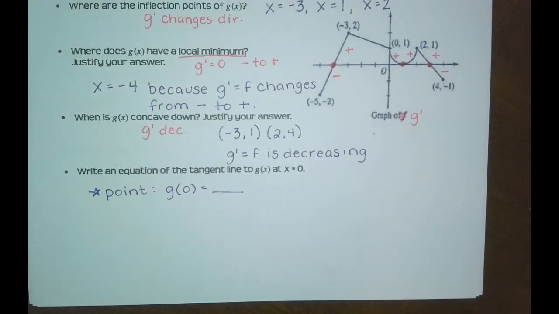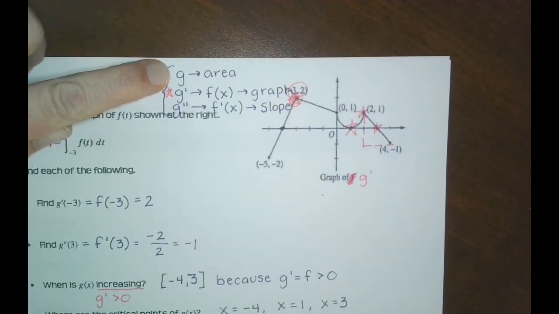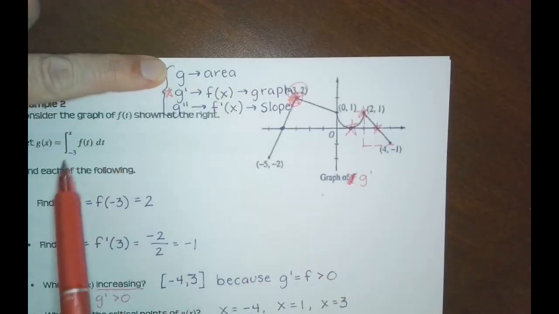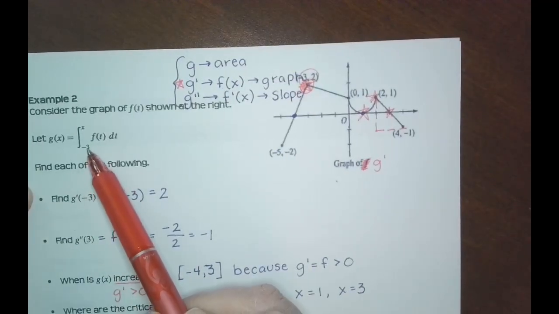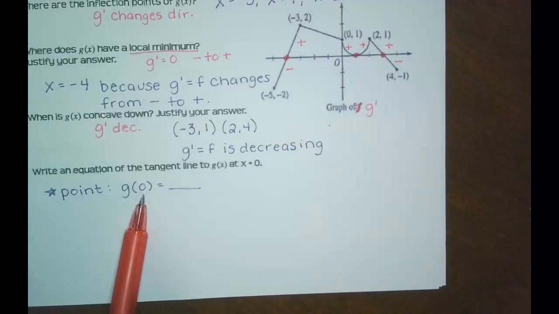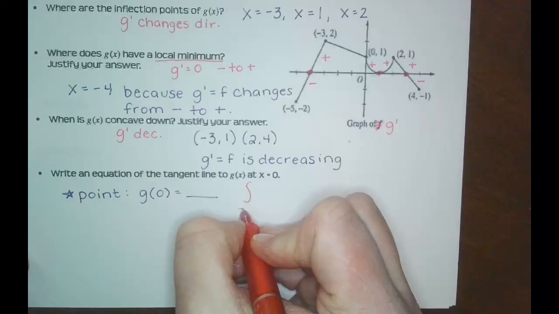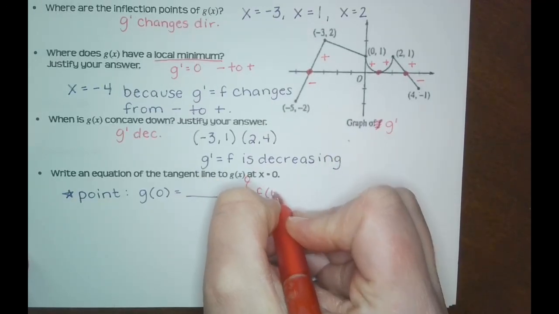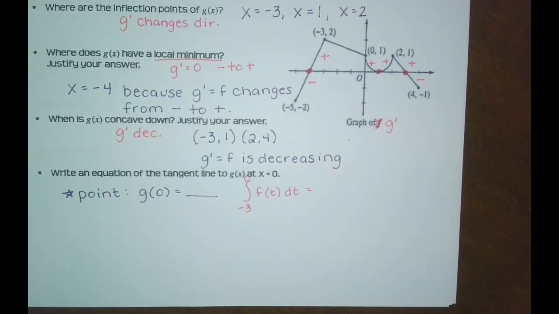Okay, we haven't done one of these yet with this question, but remember up here we said anytime I'm talking about just the regular g function, I'm really talking about an area. If you notice how this is defined, this is talking about an integral from -3 up to whatever our x value is. So to find this g of 0, what I will need is an integral from -3 to 0 of this f function, which means I'm finding an area, right?